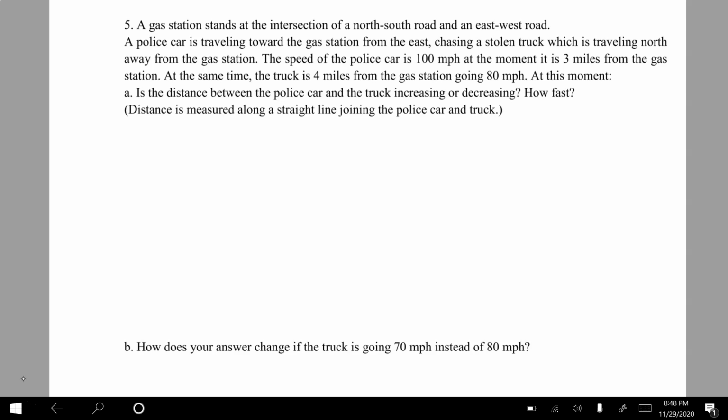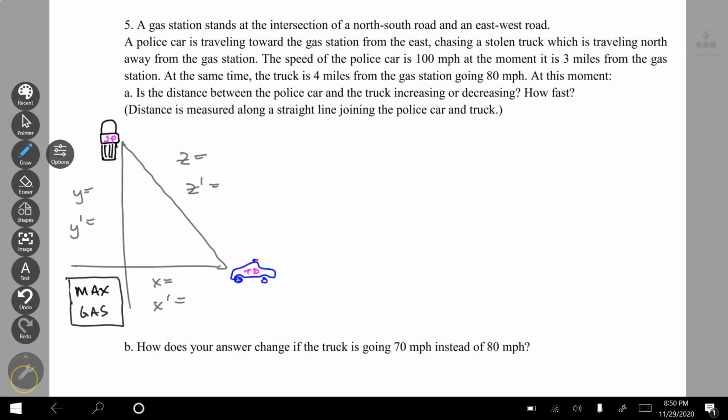So I want to know how the distance is changing. So I'm going to draw this out. Here's my gas station at the corner. I decided to make it the owner of the gas station, so we have Max Gas right here at the corner. The truck is going away this direction, so going up is a positive direction. The truck is 4 miles away going 80 miles per hour, so y is 4 and its rate is 80 miles per hour. Now the car is going this way, so the car is 3 miles away, but its x prime is negative 100 because it's going left.